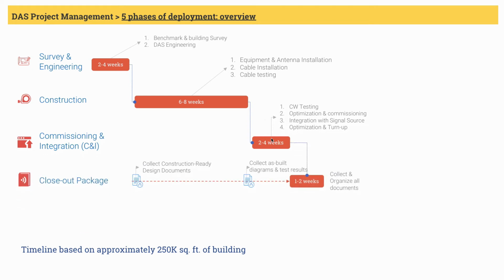Closeout package. This is, as the name indicates, a collection of all deliverables of the first 3 phases. We, as DAS integrator, usually ask for 1 to 2 weeks from the customer to compile the closeout packages. And finally, maintenance is the last phase. If the DAS is built correctly, this usually becomes the easiest phase. In the next few chapters, we'll go through all of these phases in greater detail.